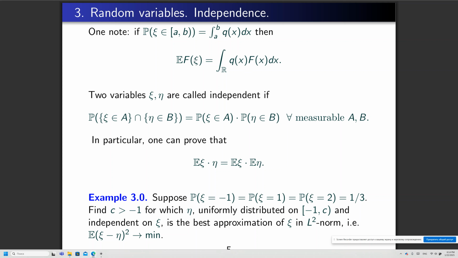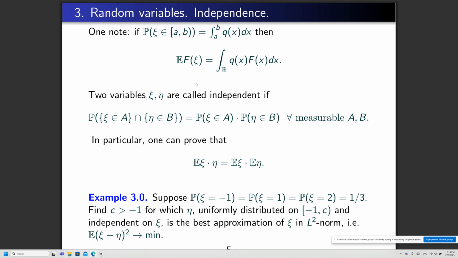Xi is a random variable, so this is a measurable function. I forgot to say that Xi is always measurable, so the pre-image belongs to the algebra of the subsets in the probabilistic space. And of course, if we have a composition of two functions, Xi and f, this is again a random variable. So the expectation of this new random variable, the composition, can be computed by using this formula.